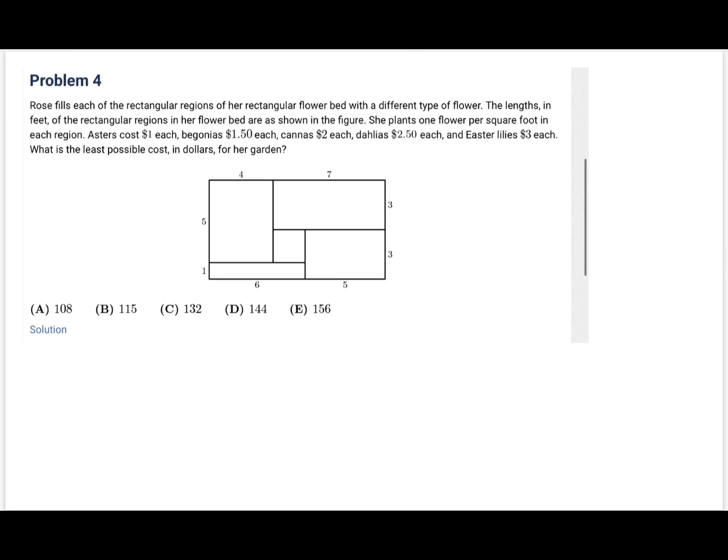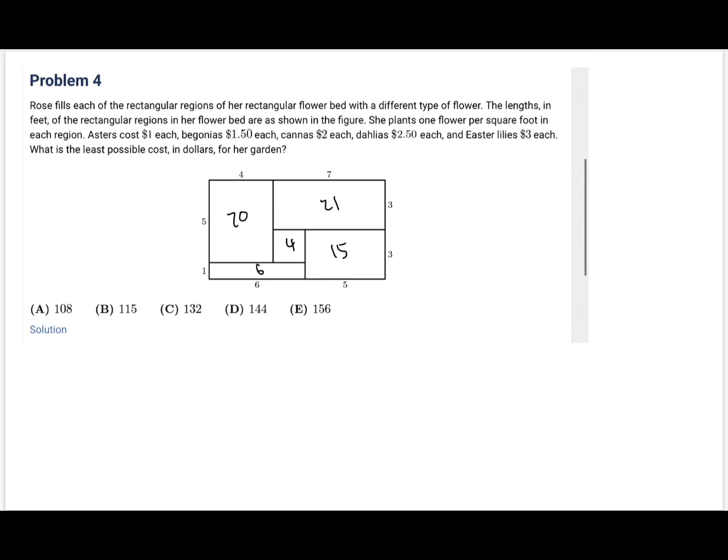Okay, so let's figure out how much this is. This is a 2, and this is a 2. So the area would be 20. This will be 21. This will be 15. This will be 4. This will be 6, and we don't need these 2 measurements.